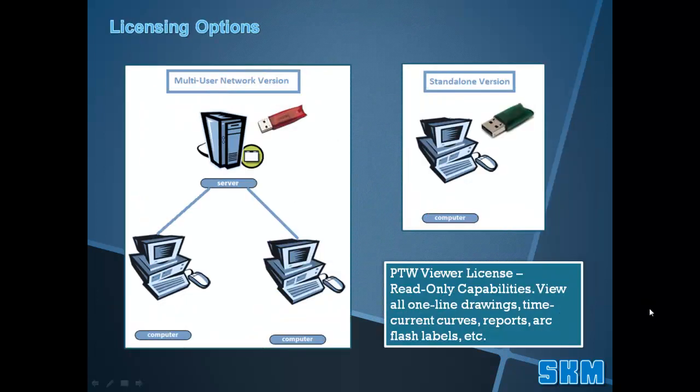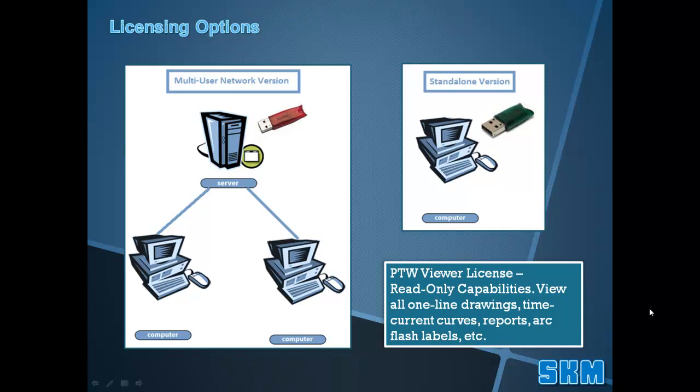We offer two types of software licensing options, a standalone and network version. You can install the software on as many computers as you want, but you will only be allowed access to the software license that you purchase. With a green USB dongle, which is the standalone version, you simply move the hardware key around to the computer that you want to use it on.